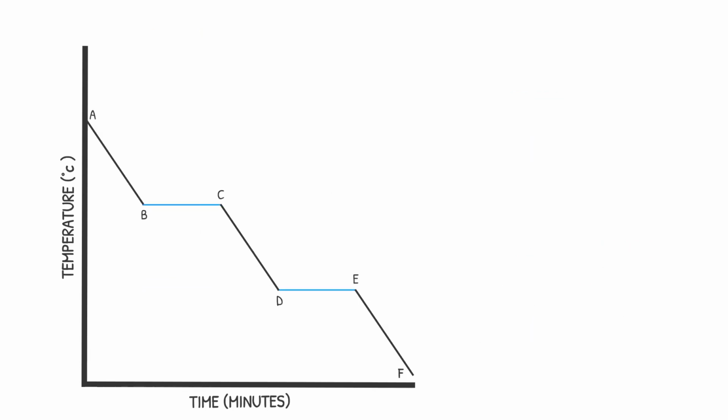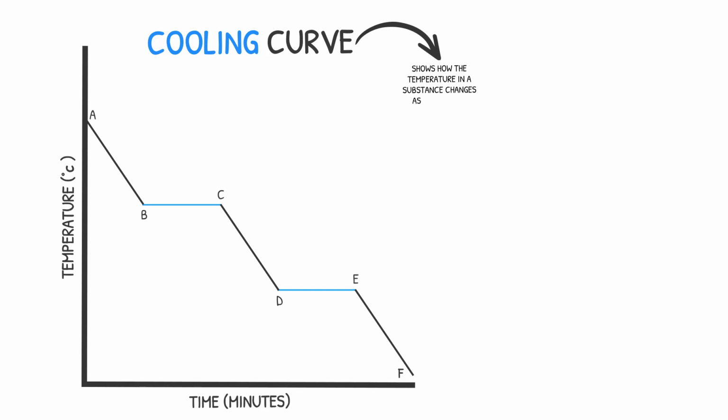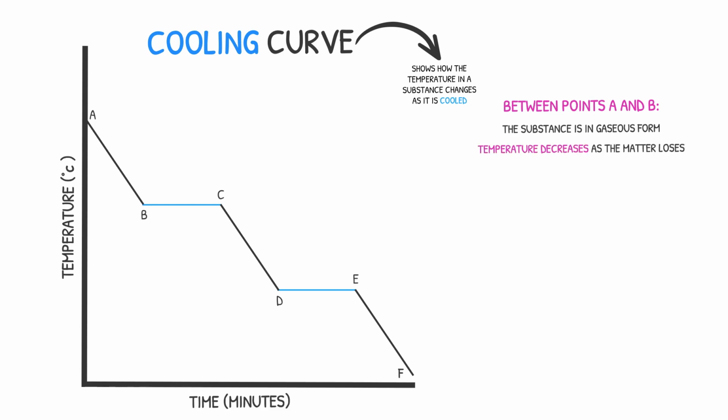The purpose of the cooling curve is pretty much the same, only this time we are demonstrating how temperature changes as a substance is cooled. Between points A and B, our substance is a gas. The temperature of the gas is dropping as its particles lose energy to the surroundings, and this continues until the gas reaches its boiling point, which is labelled between points B and C on the graph.